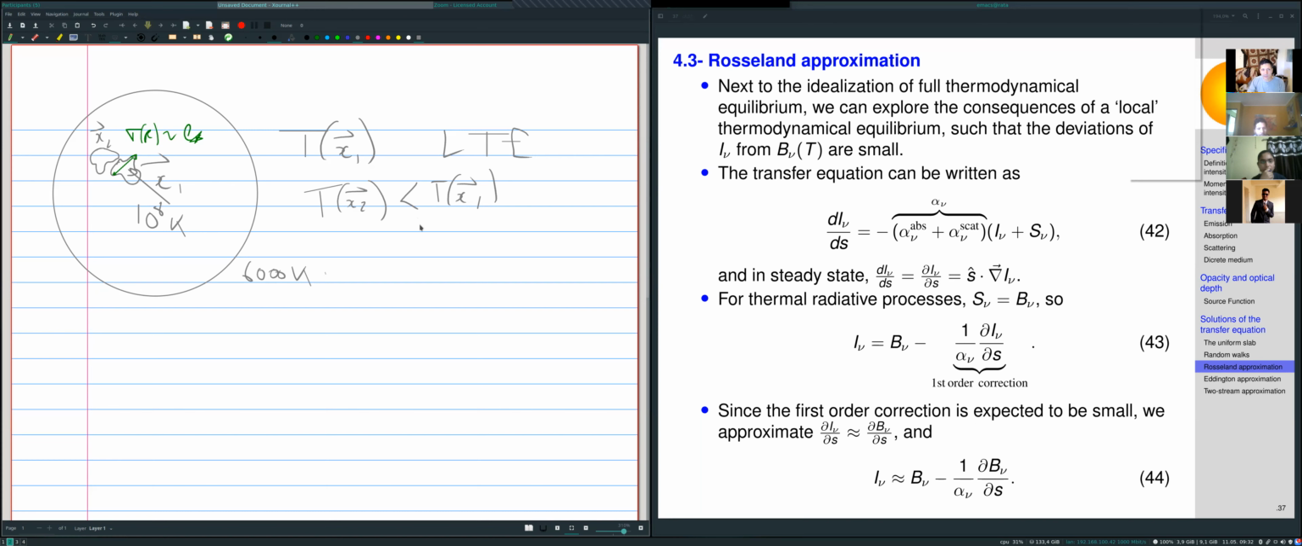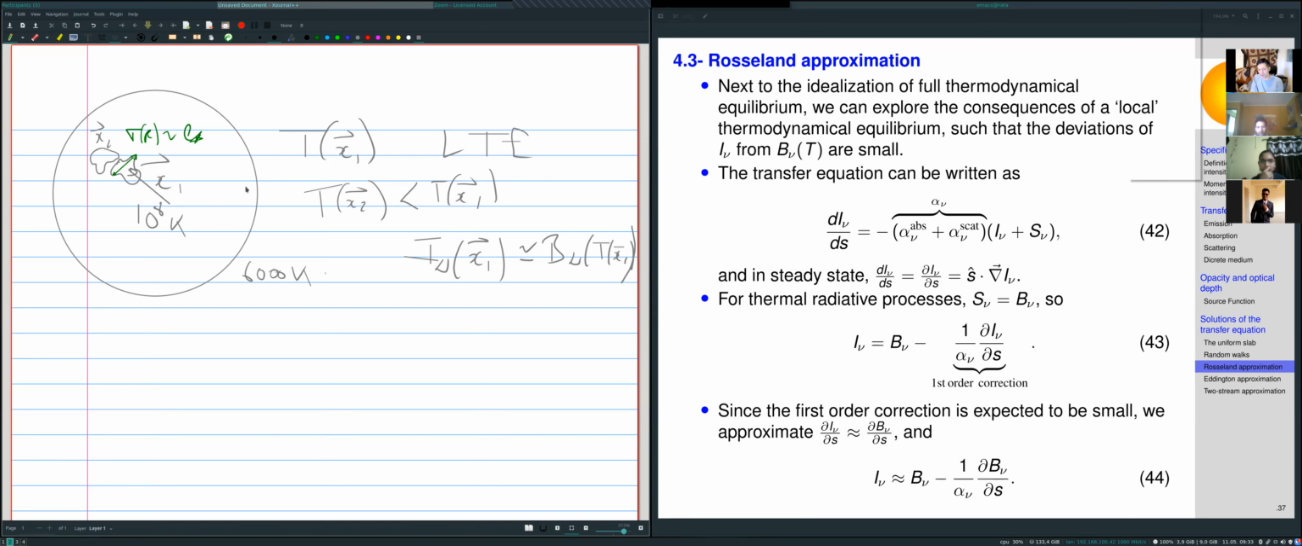So if there is a difference in local temperature, it means that the specific intensity field at this position, whatever position, is approximately the Planck function. It's not quite the Planck function. It's very close to it, but it cannot be exactly the Planck function, because if it were, then everything would be in thermodynamic equilibrium, which means that the temperature is constant everywhere.